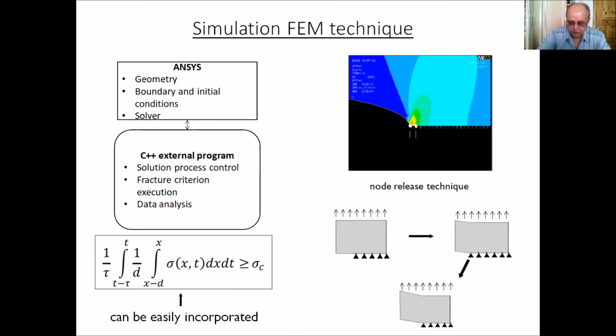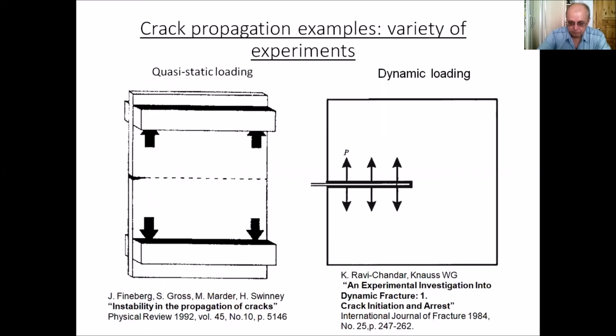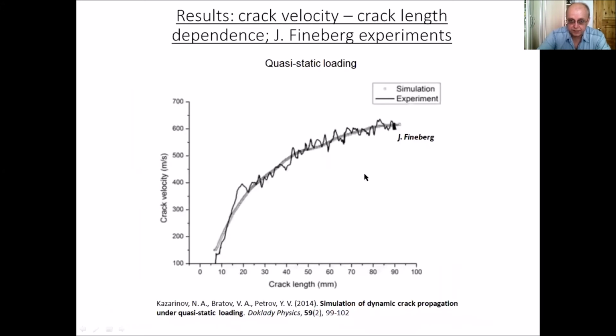There are, first of all, the schemes. I want to show the schemes by Fineberg and Dar. They differ in the way and speed of loading: the slow loading on the left, and fast impact loading on the right. In both cases, we've got rather acceptable consent with the crack length trajectory, like it's shown here.